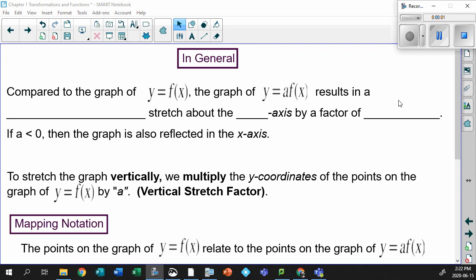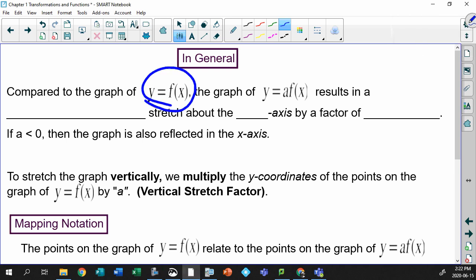So let's summarize everything that we've done so far, and then I want to look at some mapping notation and some replacement notation. Okay, so we'll get to that when we get there. This is compared to the graph of y equals f of x.